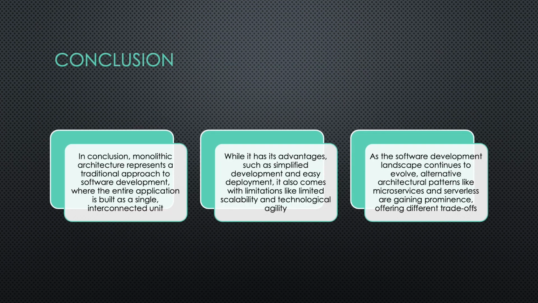Conclusion. In conclusion, monolithic architecture represents a traditional approach to software development, where the entire application is built as a single, interconnected unit. While it has its advantages, such as simplified development and easy deployment, it also comes with limitations like limited scalability and technological agility. Understanding the specific requirements and constraints of an application is crucial in deciding whether monolithic architecture is the right fit.